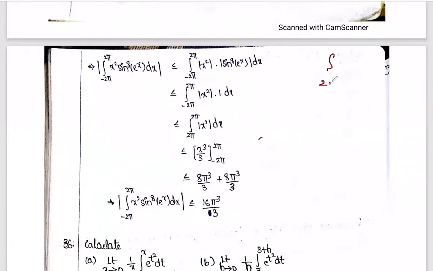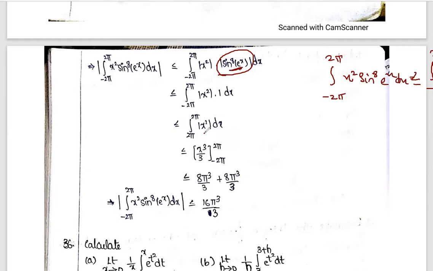Integral from minus 2 pi to 2 pi of x square sine power 8 e power x dx will be less than or equal to the integral from minus 2 pi to 2 pi of mod x square into mod sine power 8 e power x dx. As we are integrating with respect to x, the sine term will be less than or equal to 1 because the integral is from minus 2 pi to 2 pi.